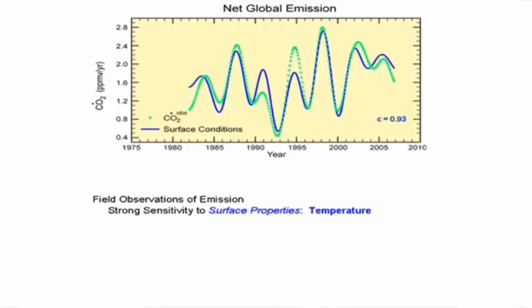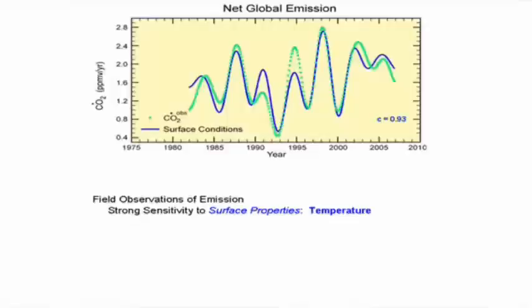Perturbations in temperature, for example, associated with El Nino and volcanic eruptions, introduce perturbations in CO2 emission. They do so by modulating physical and chemical processes behind CO2 emission, but only the natural component of CO2 emission. Human emission is independent of temperature. The strong coherence between surface temperature and CO2 emission determines the thermally induced component of atmospheric CO2, much of the natural component.